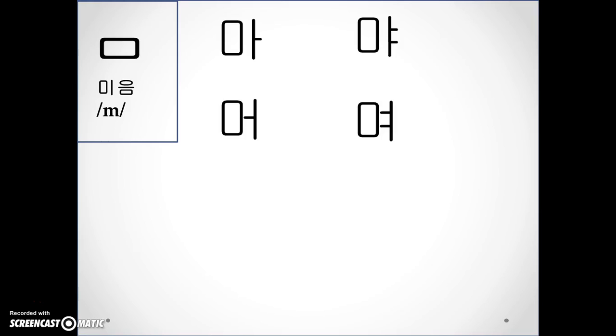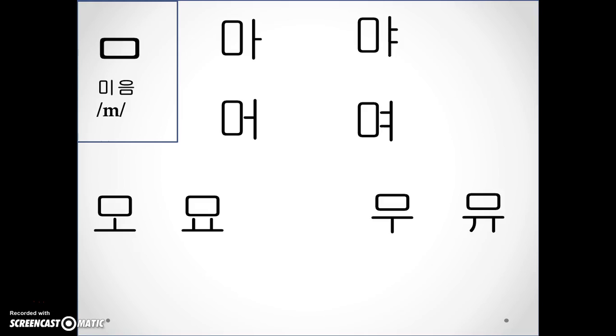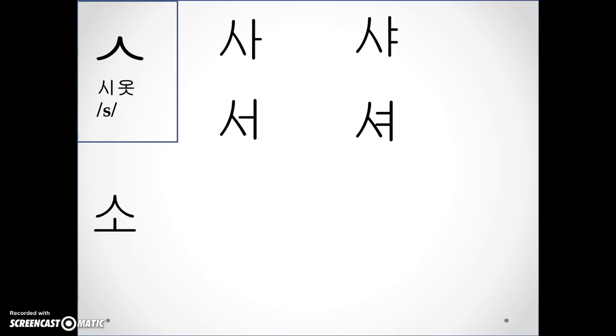Next, the lip sounds. Upper and lower lips moving together. 마, 먀, 머, 며, 모, 묘, 무, 뮤, 므, 미. Next, I have the hissing sound. 사, 샤, 서, 셔, 소, 쇼, 수, 슈, 스, 시.